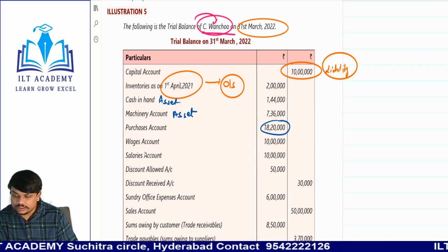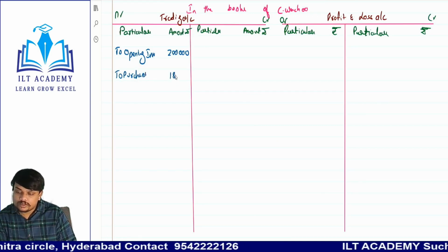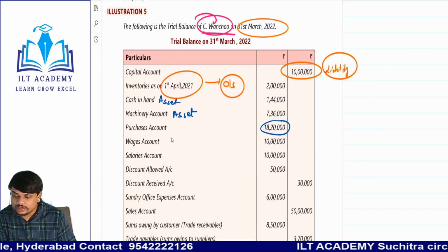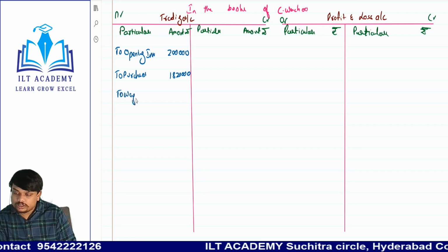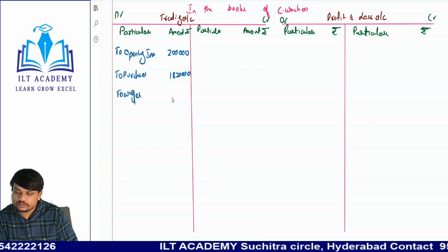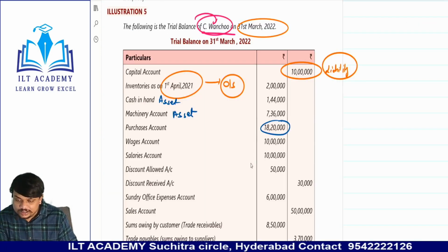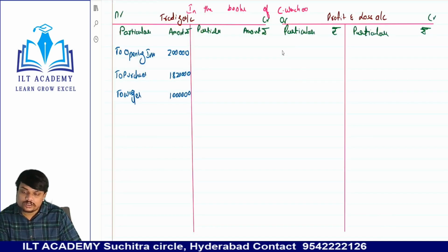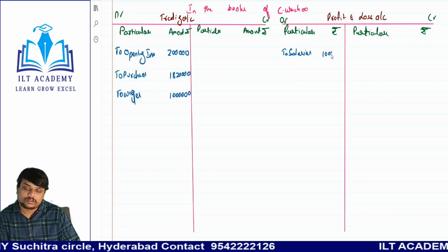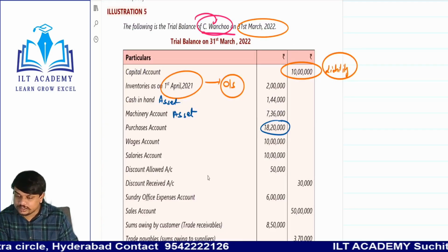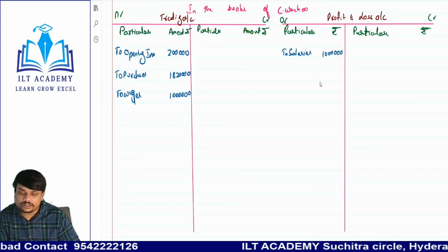Do we have purchase returns? Meanwhile, you write down purchases 18 lakh 20,000. Next, wages account 10 lakhs. Wages 10 lakhs. Salaries 10 lakhs. So salaries is a profit and loss item. Salaries 10 lakhs. Next, discount allowed is 50,000 and discount received is 30,000.